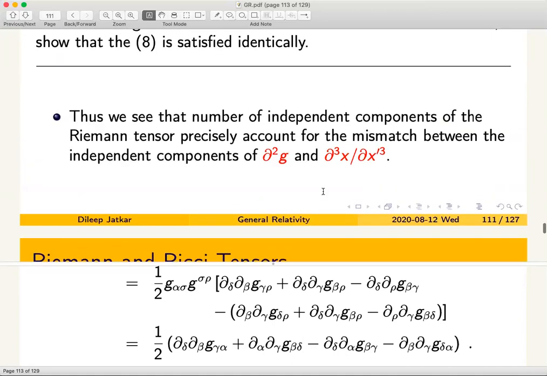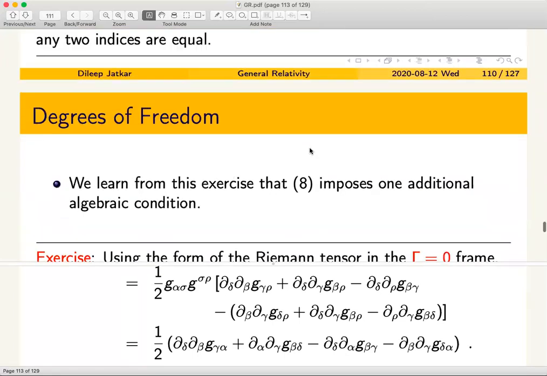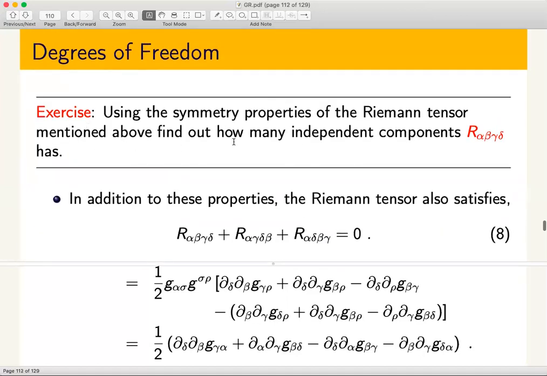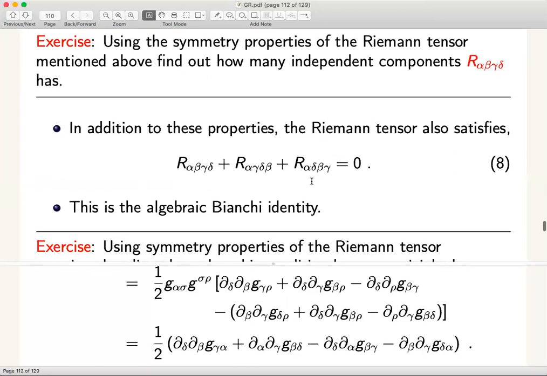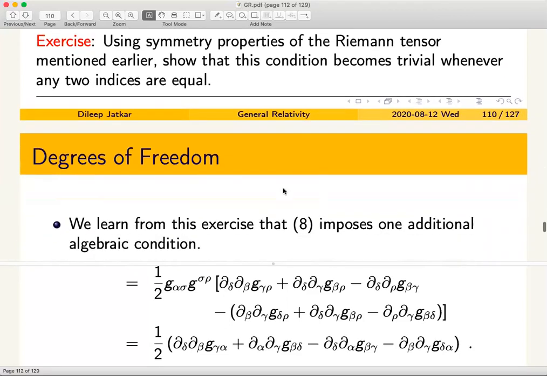What we want to show at the end of the day is that these 20 left over are the ones captured by the Riemann tensor. So the two exercises that you are going to do are establishing that the Riemann tensor has 21 independent components. You of course have to do that check, but that should be the answer. Then there is a single identity which tells you that out of these 21, one is not independent because of this condition. One condition, so that reduces it to 20.